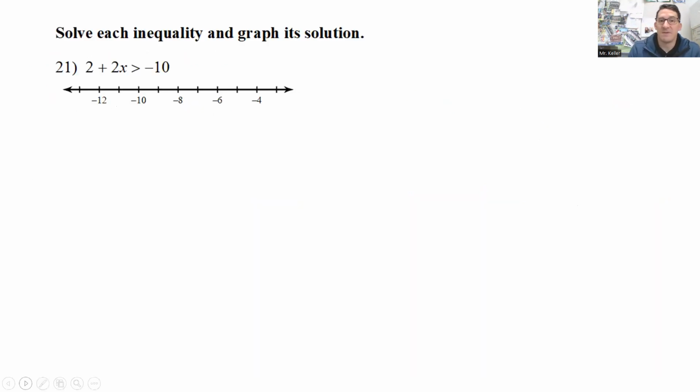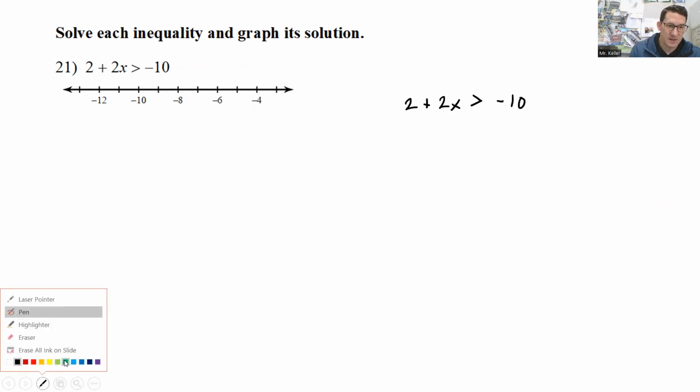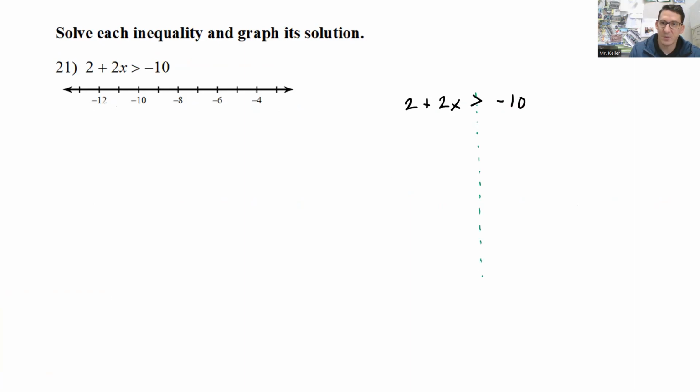Next, we are going to be solving. So let me rewrite this equation over here so we can work with it a little bit better. So 2 plus 2x is greater than negative 10. So we're going to solve this first. So I'm going to do a light line of separation here just to keep track of where that inequality symbol is. And then I'm going to solve.